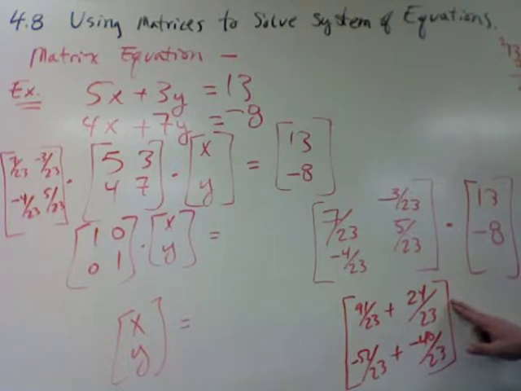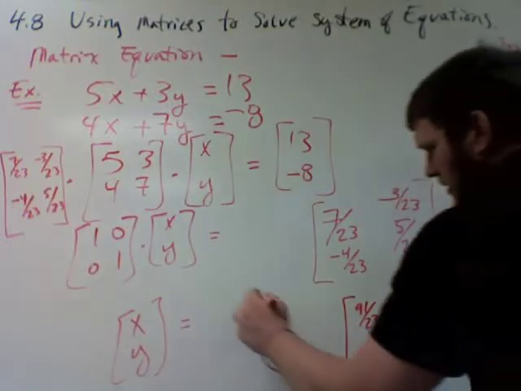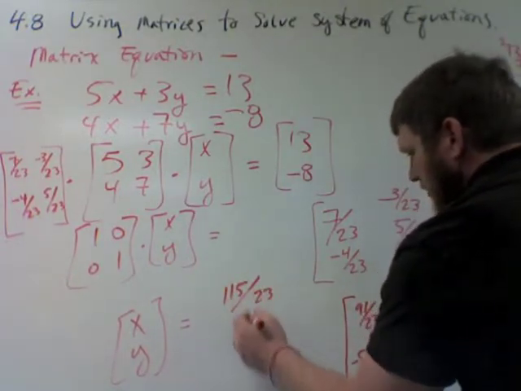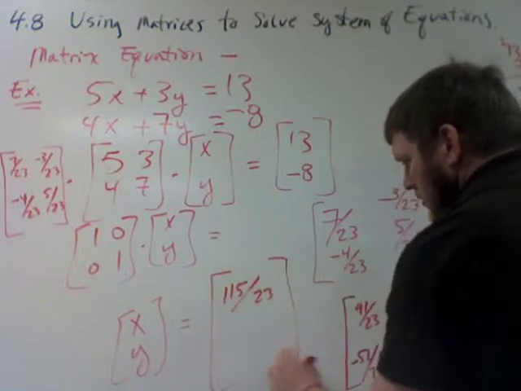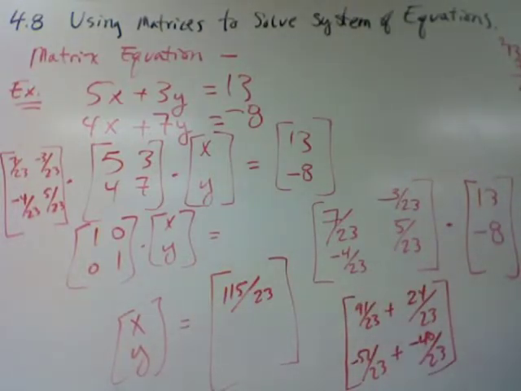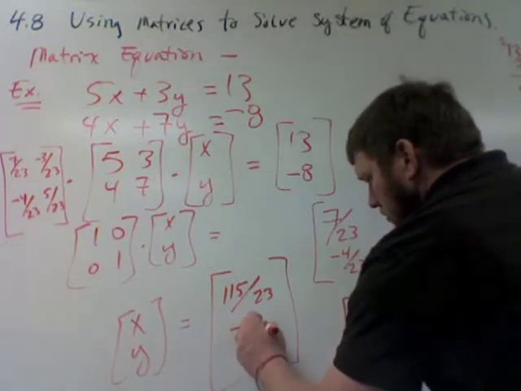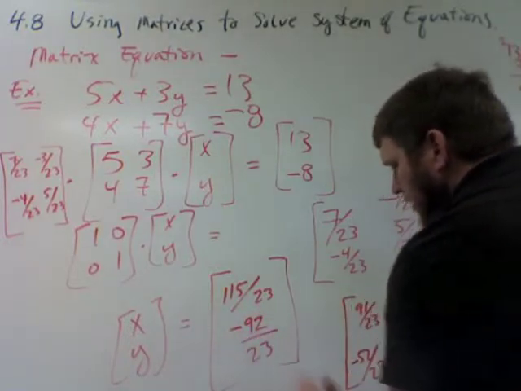Should be fairly easy here since they're all 23rds. 91 and 24, I add those together, I get, what is that, 91 plus 24, is that 115? So I get 115 over 23. And then -52 and -40 add up to be -92 over 23.